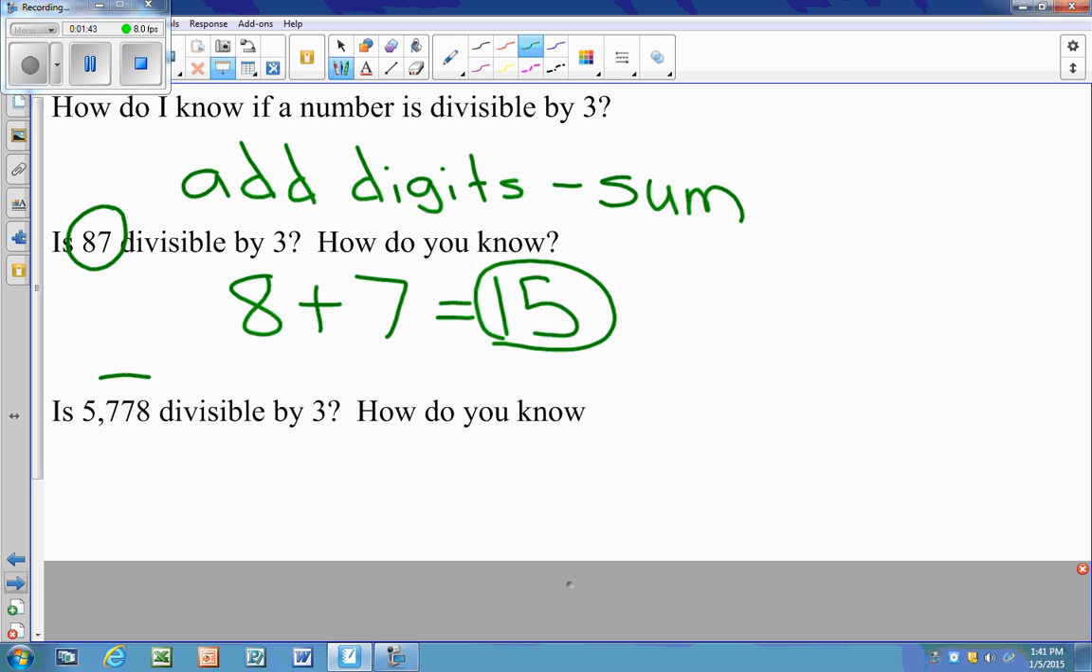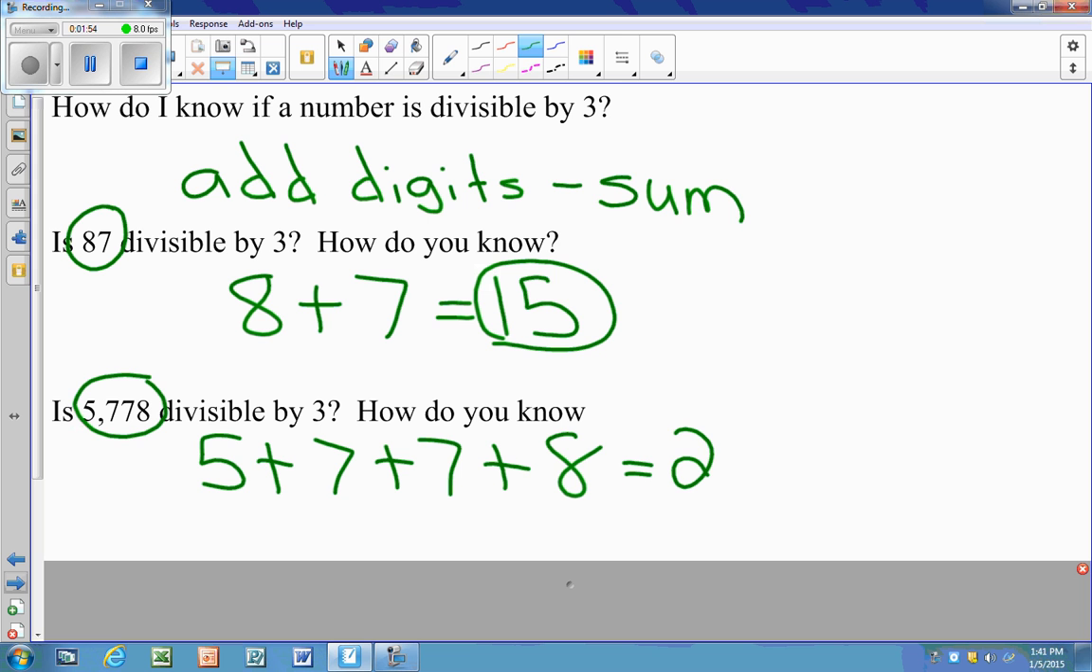Here's a larger number, 5,778. I add 5 plus 7 plus 7 plus 8. When I add them together, I get 27. I know 27 is divisible by 3, but if you're someone who was not sure, you could then even add that. 2 plus 7 equals 9, and if 9 is divisible by 3, the whole thing is divisible by 3.